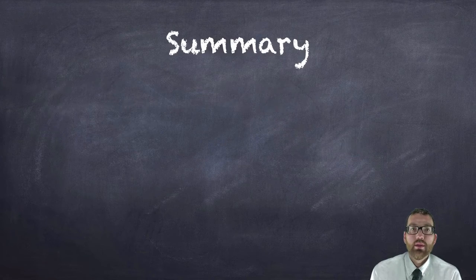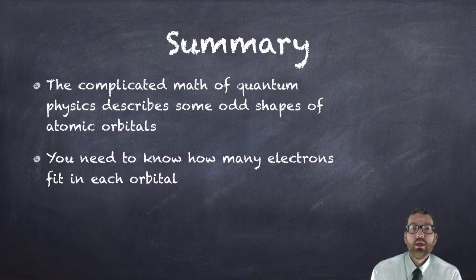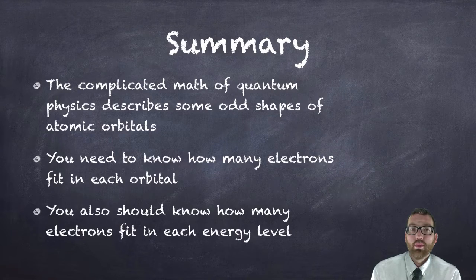So let's wrap up here. The complicated math of quantum physics describes some pretty odd shapes of the atomic orbitals. You don't really need to know those shapes, and you're not going to get asked questions on those shapes, but I want you to have an appreciation of how strange and weird these atomic orbitals can get. You do need to know how many electrons fit in each orbital, which of course is 2. And you also should know how many electrons can fit in each energy level. You need to remember your little formula 2n squared to solve that question.